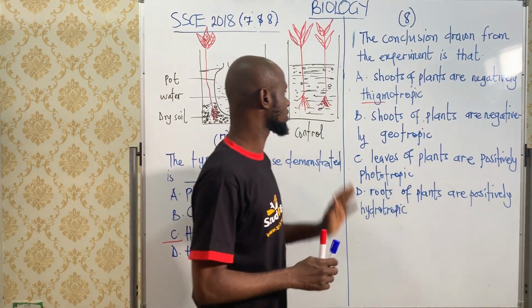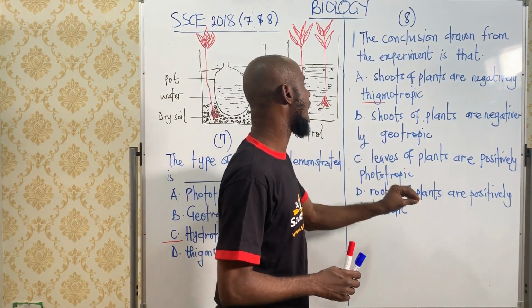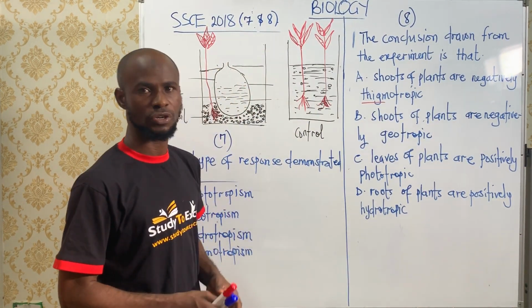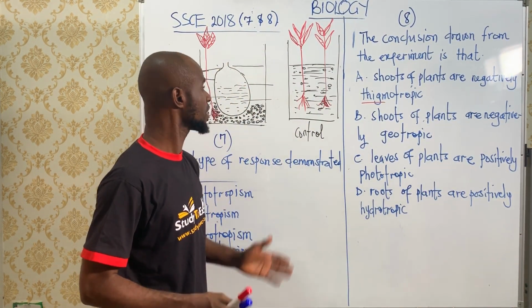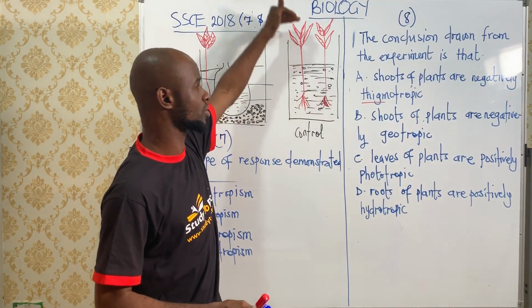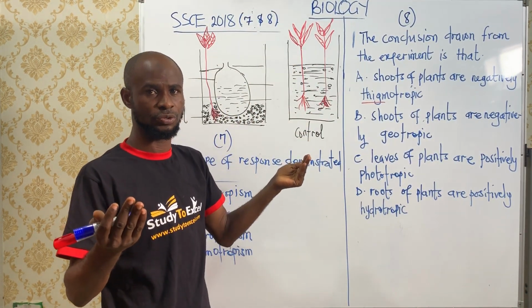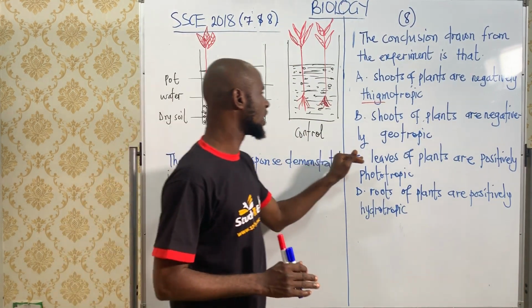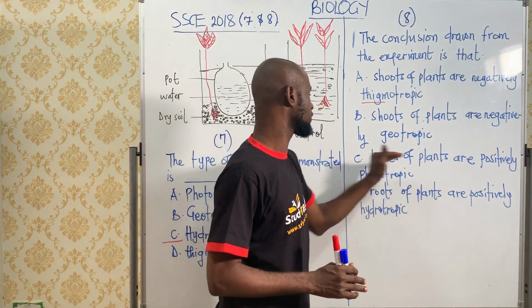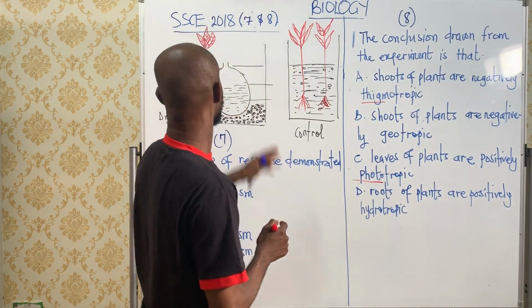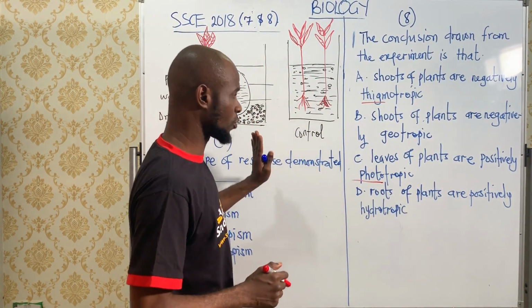So that's not the answer. Shoots of plants are negatively geotropism. Here we are not talking about the shoot. That's the upper part. The part of the plant above the soil is called the shoot. We're not talking about that at all. The leaves of plants are positively photo. Photo means light, and we never talk about sunlight or photosynthesis here. So we're not going to pick the answer.